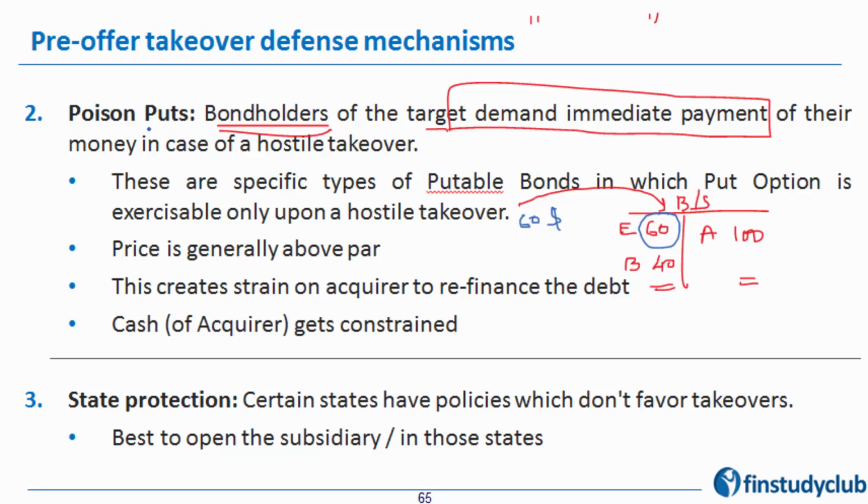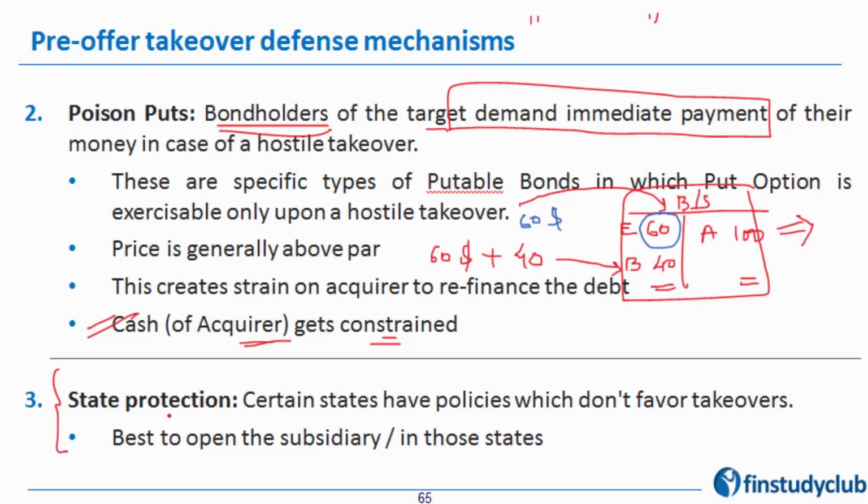Now if I issue a poison put, that means the bondholders will ask for immediate payment. That means the potential acquirer will not only have to shell out $60 to buy the overall company, but immediately after buying, they will have to shell out $40 more. So essentially, they now need a budget of $100 internally to buy this company rather than a budget of 60. Because of the poison put, the cash of the acquirer gets constrained. The overall purchase consideration goes up, and therefore acts as a deterrent for any acquirer to look at this particular target.